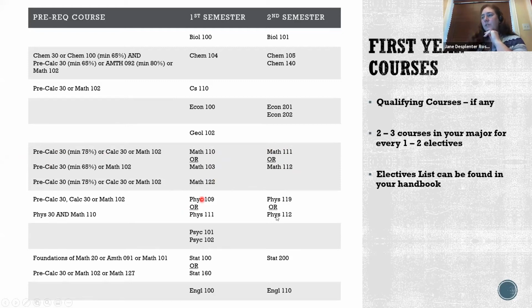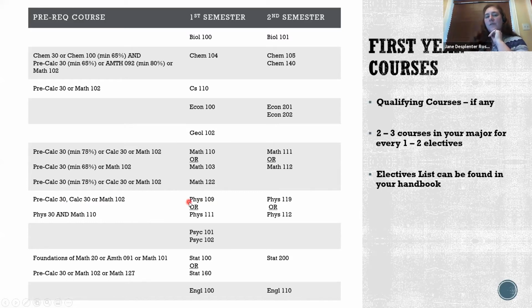Now there's 2 different streams for physics, so this one's actually a little bit interesting. Most students are required to take some physics courses, or at the very least a natural science, and physics does meet that requirement. Typically students will choose to take Physics 109, followed by Physics 119. So this is your general physics 1, general physics 2. It's algebra based, and therefore, so long as you have your Pre-Calc 30 or Math 102, you can go directly into Physics 109 and you'll meet the requirement. Notice Physics 30 is not required here. You don't need to have taken physics before you take Physics 109.